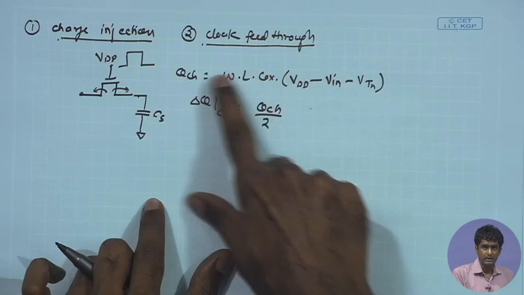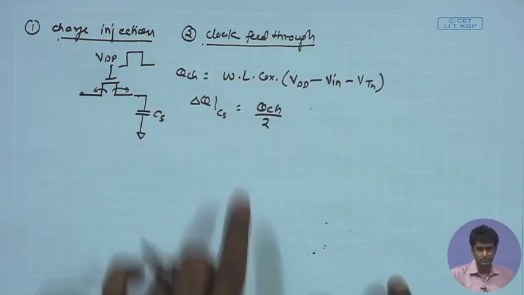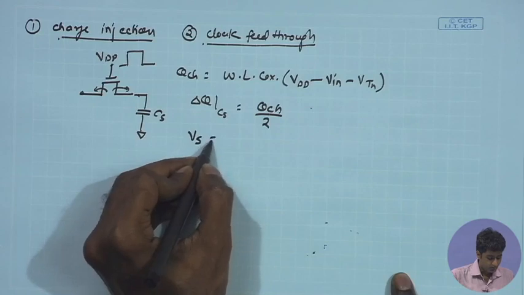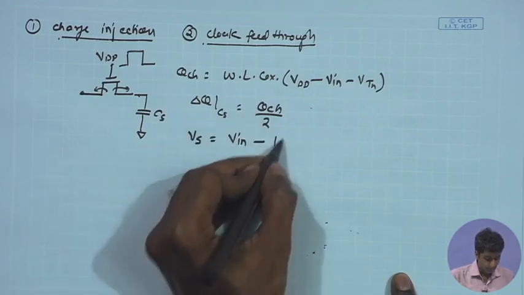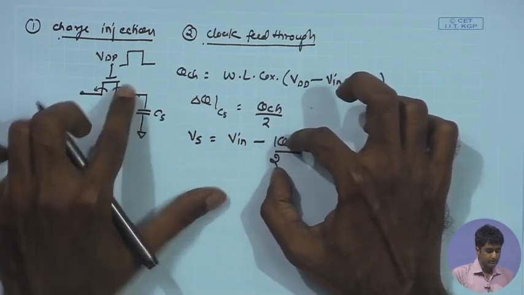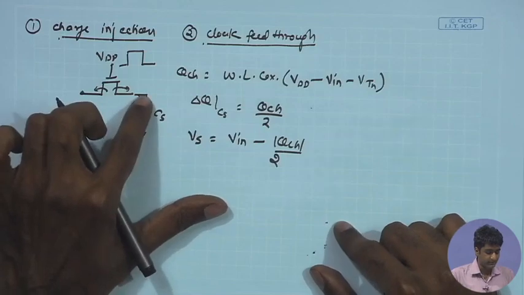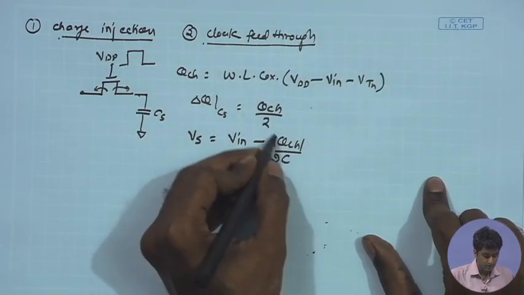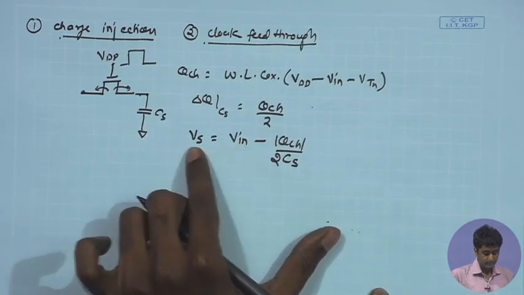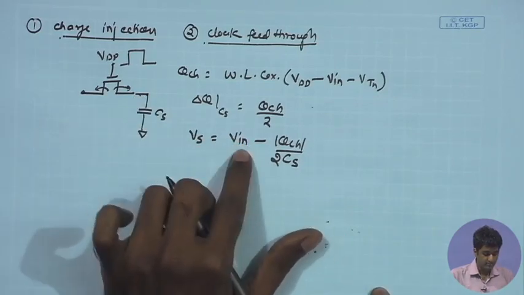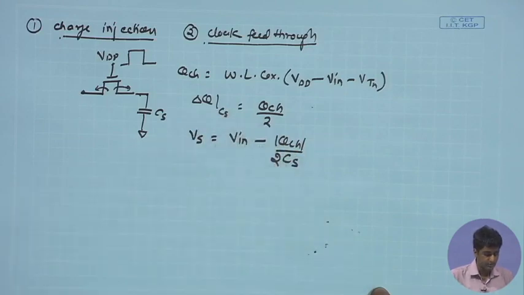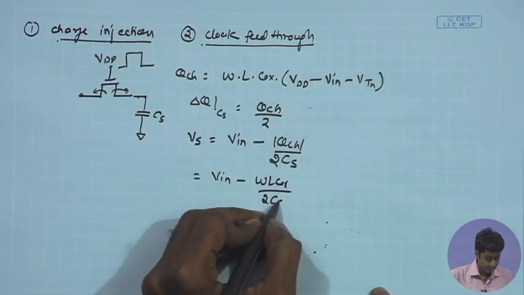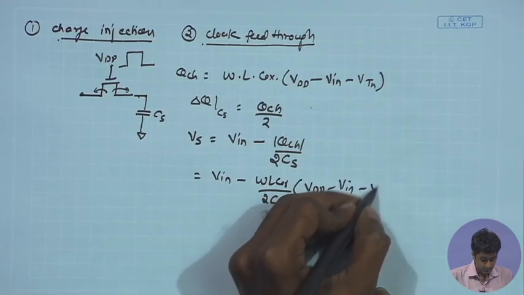So this is basically going to be a negative QCH by 2 injected onto the CS, and therefore what we can expect is that as compared to Vin, Vsample would be Vin minus the magnitude of QCH upon 2. Now this is the delta Q that is injected on the CS. Therefore, what should we expect for the delta V? We know that Q equals CV. So according to that, we should have a delta V, the change in voltage over here, of QCH divided by 2CS. So ideally Vs should have been just equal to Vin, but because of the QCH, it has this particular magnitude. And if I plug this in, I have this as the positive quantity, WLCOX upon 2CS times VDD minus Vin minus VTN.